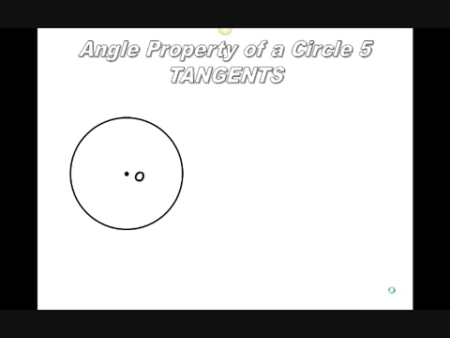Okay, next angle property involves tangents. Now we've met tangents before, that's a line outside a circle that touches a circle in one place. Now let's put 2 tangents onto this circle. They touch the circle at A and B, and the 2 tangents themselves intersect at point T.